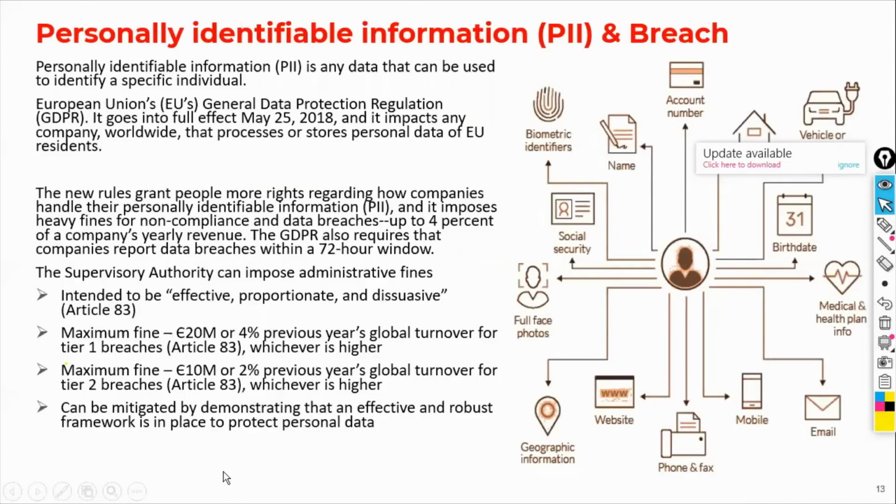Now, what we are talking about is personally identifiable information, PII. Every time we are talking about personal information. So, what actually is your PII? Is your name a PII? No, your name independently is not a PII, not personally identifiable information.